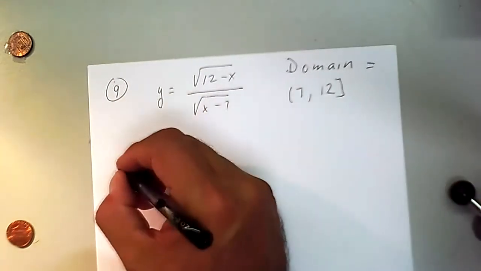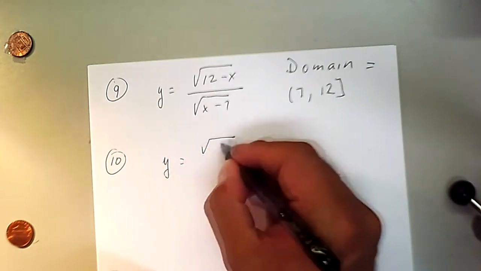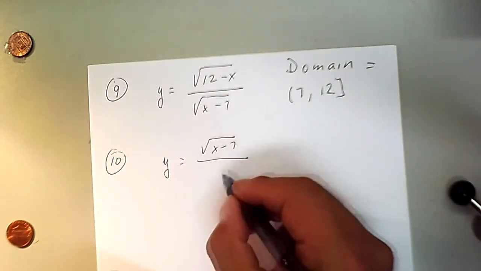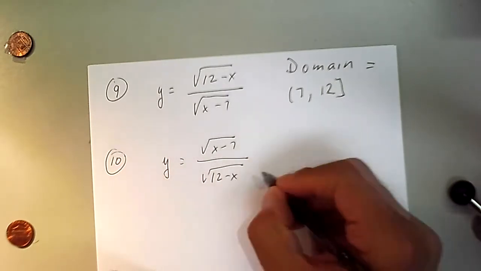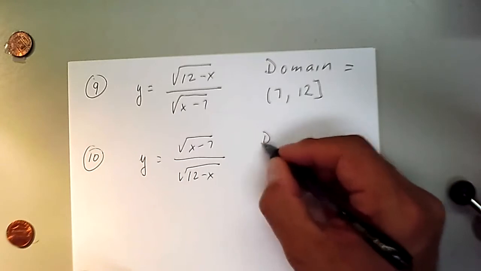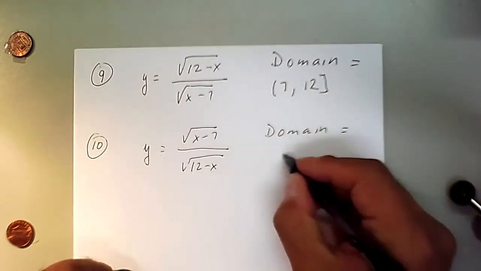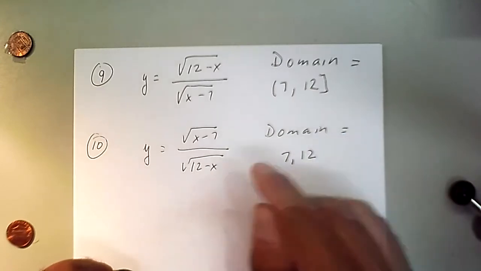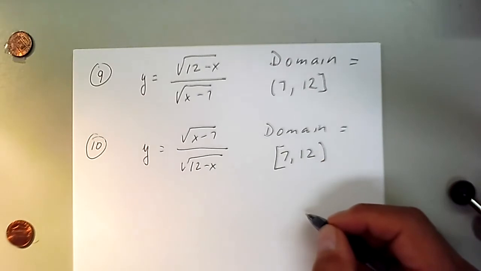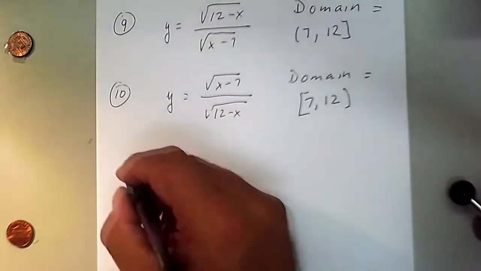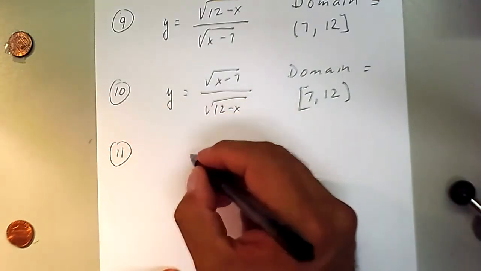See, there are all different combinations to do this. What if we have square root of x minus 7 on the numerator, and then the square root of 12 minus x in the denominator? All right, so the domain has to go again from 7 to 12, but now we have to avoid the 12 and include the 7. And there is an infinite number of ways to complicate this.